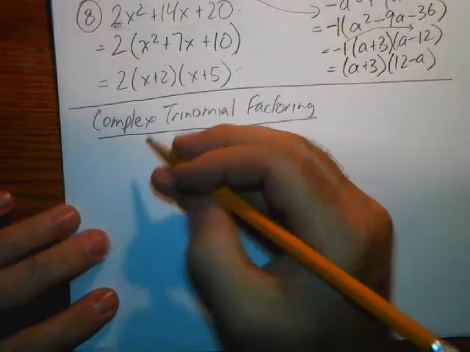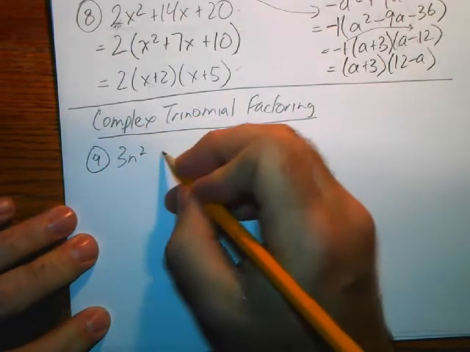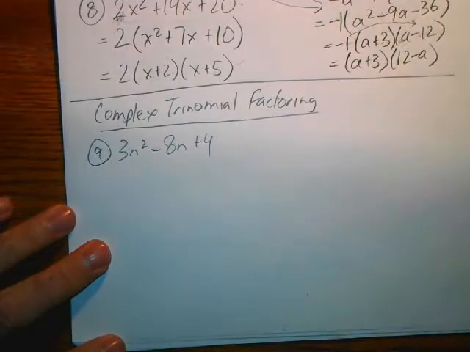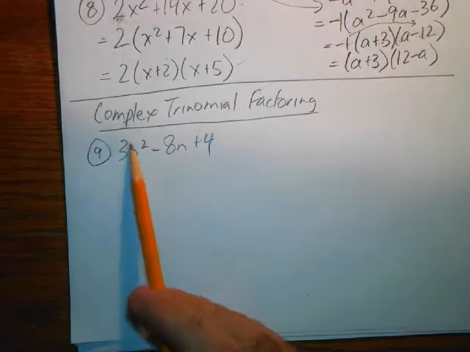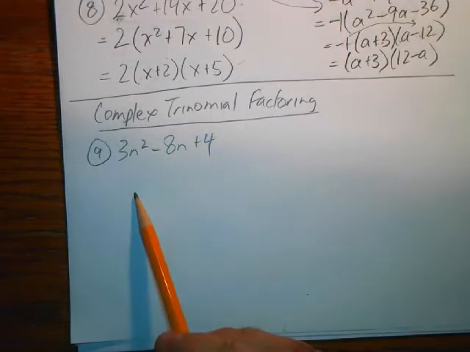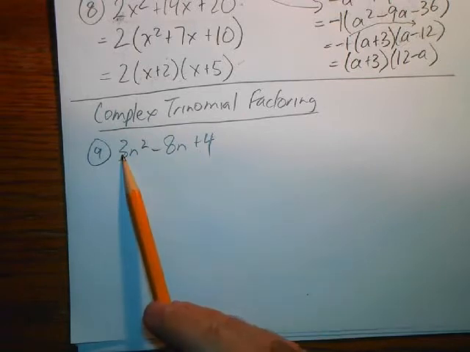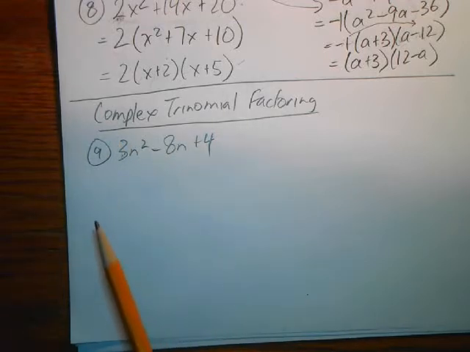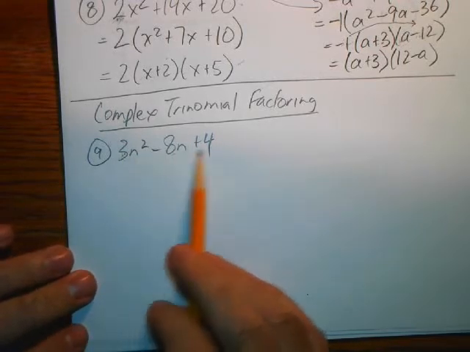So the first example we have here is 3n² - 8n + 4. Now again, if you saw this question, you probably wouldn't be told this is a complex trinomial, but the way you recognize that it is, is the 3 here. You should try to factor this right away, because if you can get rid of this 3 by factoring it out, it becomes a totally better question in terms of speed. But in this case, I can't factor anything out of here. There's no common factor.